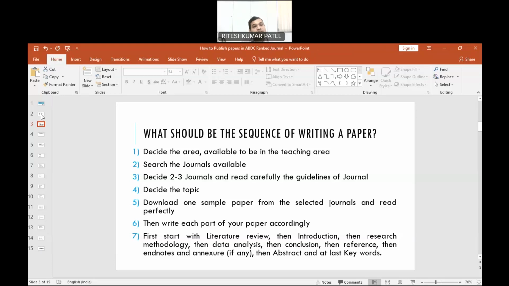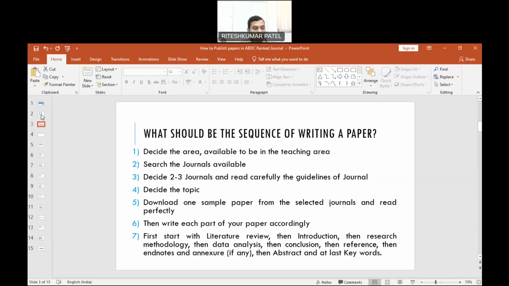Then you need to focus on research methodology, that is, what kind of methodology you are following. Through research methodology you will be able to know what kind of study you need to have and how you can go about it. Then you need to work on the data analysis part, and then go for the conclusion, then the references arrangement, and then endnotes and annexures if any. After that, you need to write the abstract, and at last, you need to write the keywords. Some journals are also looking for JEL code classifications that you can add once you have this.